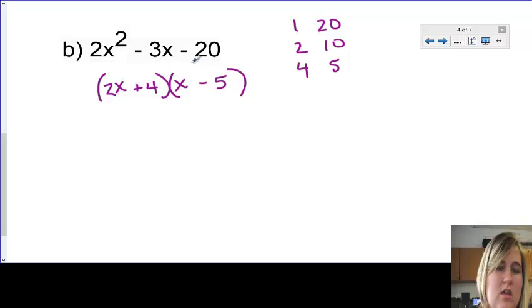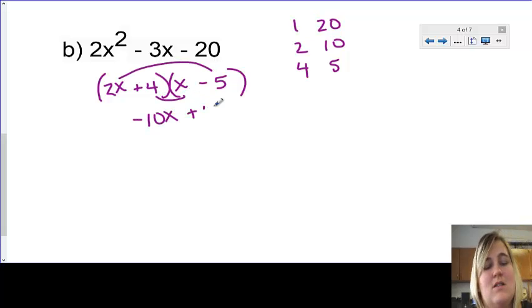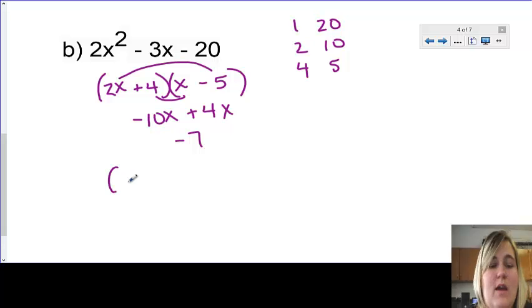Whenever I take this one, I get negative 10x. This one, I get positive 4x. That does not get me a negative 3. That gets me a negative 7. So let's switch them around and try it the other way. 2x, and instead I'm going to put positive 5 and x minus 4.